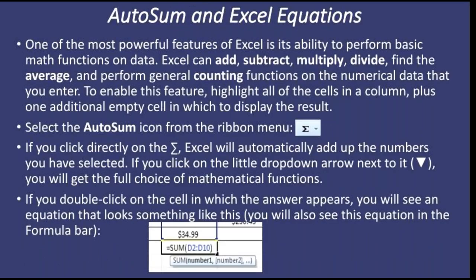Now in Excel, you can also AutoSum your data. When you put in your data, select it and click AutoSum to add up everything and show you your answer. So you can use it to add, subtract, multiply, divide. You can also find the average using this AutoSum.